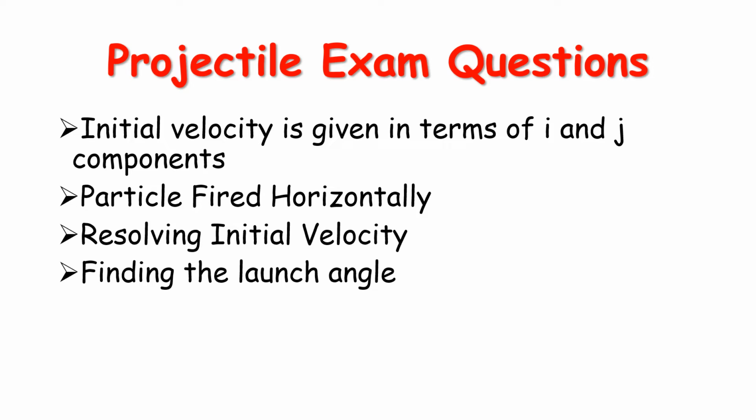So we're going to look at when the initial velocity is given to us in terms of i's and j's. We're going to look at what happens if a particle is fired horizontally. We're going to resolve the initial velocity so we can work with it, and we're going to work backwards to find the launch angle. So when we work with these, it's important to note this very strong link to vectors. Again, if you've not revised vectors or if you haven't looked at vectors, that will be worth going through first.